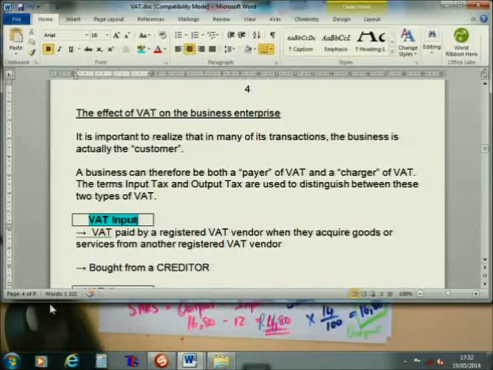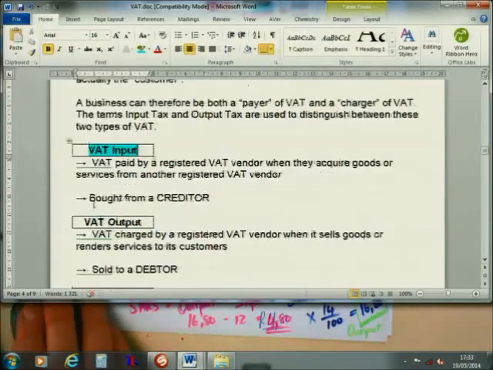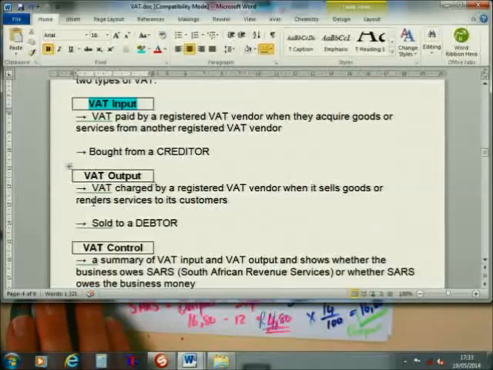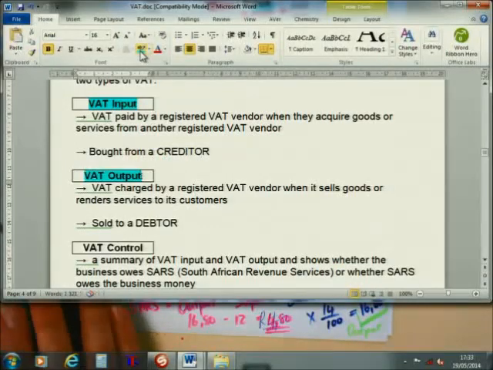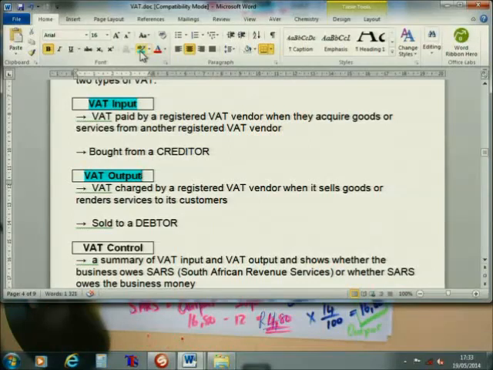Input VAT is paid by a registered VAT vendor when they acquire goods or services from another registered VAT vendor. So when the goods come in, it is input VAT. That is when you bought from a creditor. VAT output is whenever we sold: VAT charged by a registered VAT vendor when it sells goods or renders services to its customers.